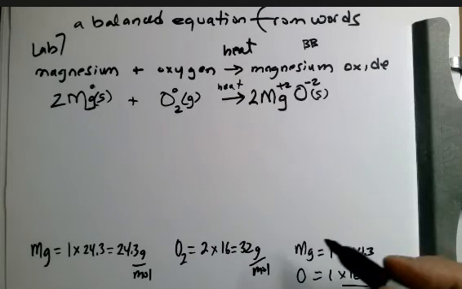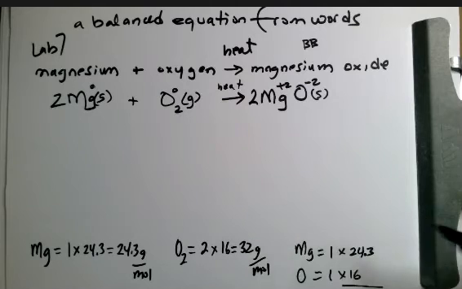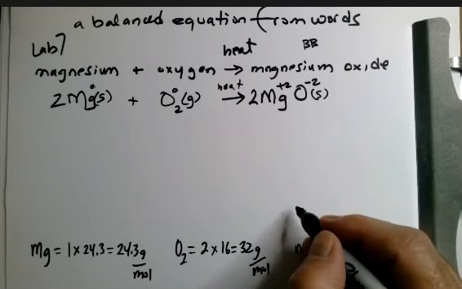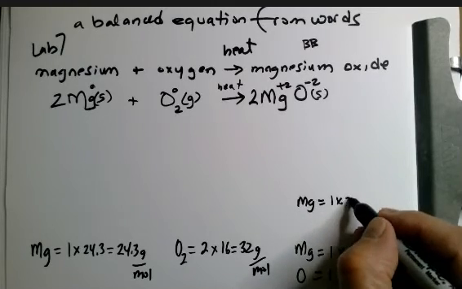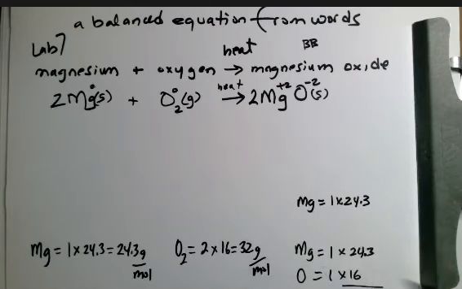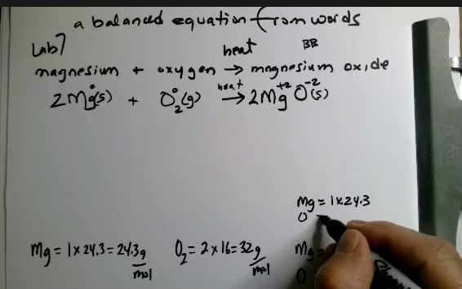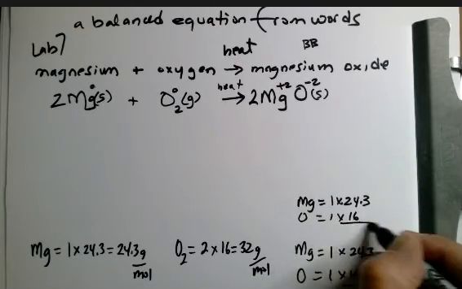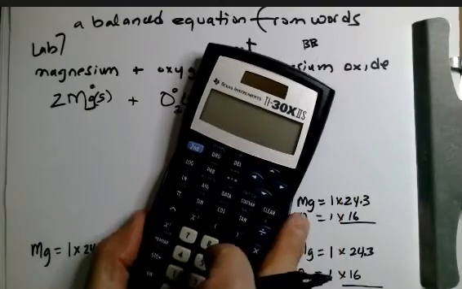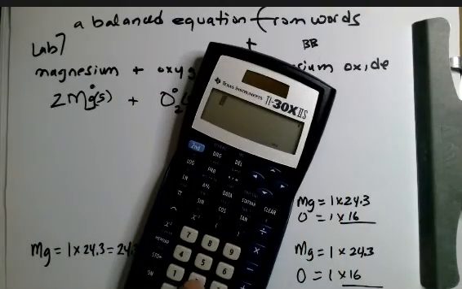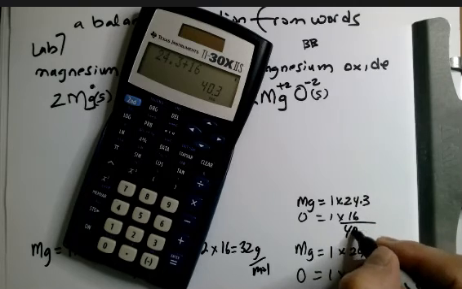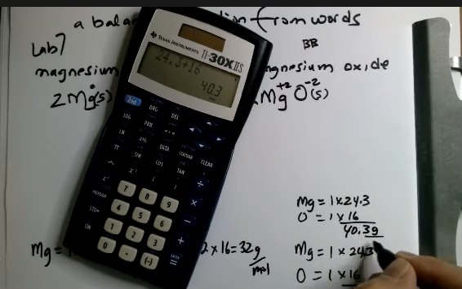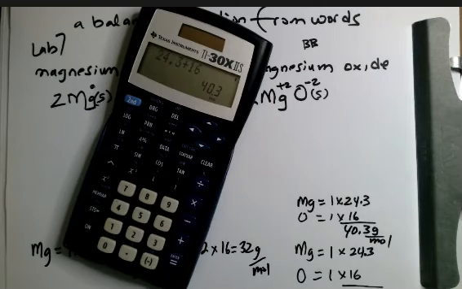Let's do that one more time. I ran out of room here. Magnesium is 1 times 24.3. Oxygen, there's one of them at 16. Let's add this. Let's use our calculator. 24.3 plus 16, 40.3. 40.3 grams in 1 mole of that.